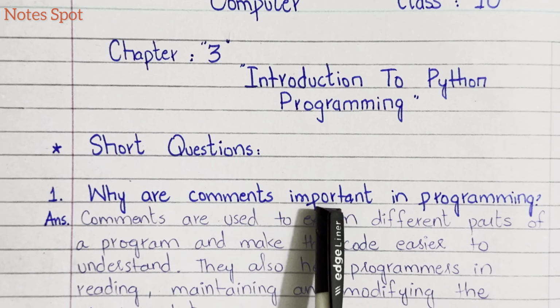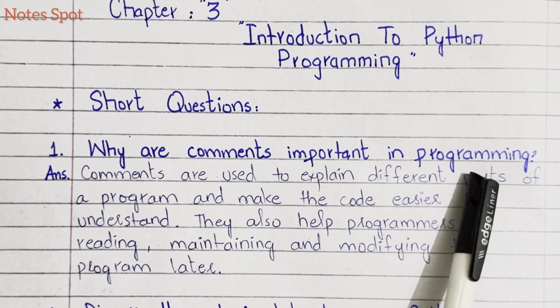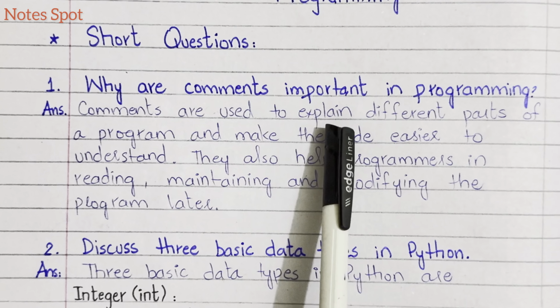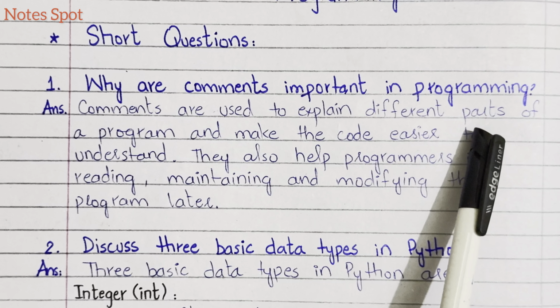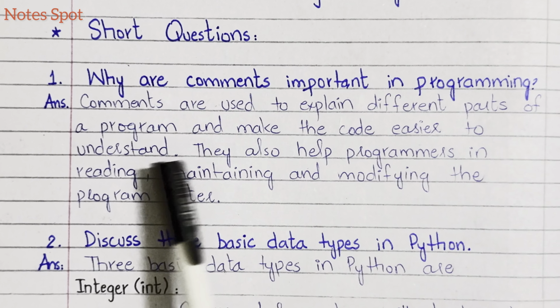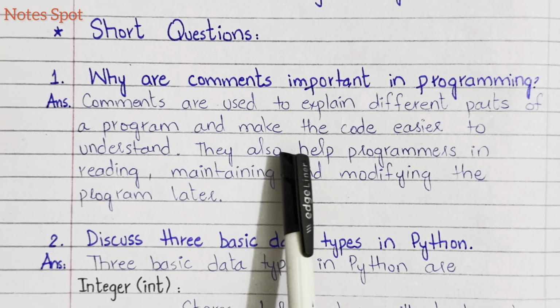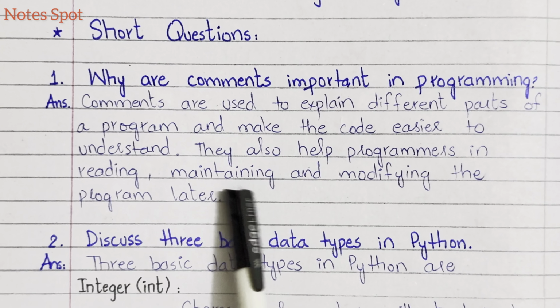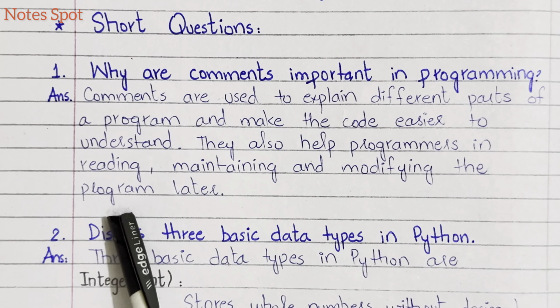Why are comments important in programming? Answer: comments are used to explain different parts of a program and make the code easier to understand. They also help programmers in reading, maintaining and modifying the program later.